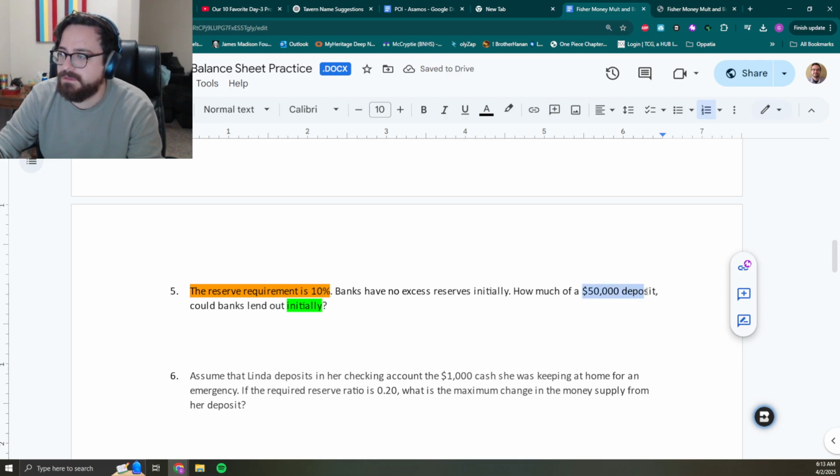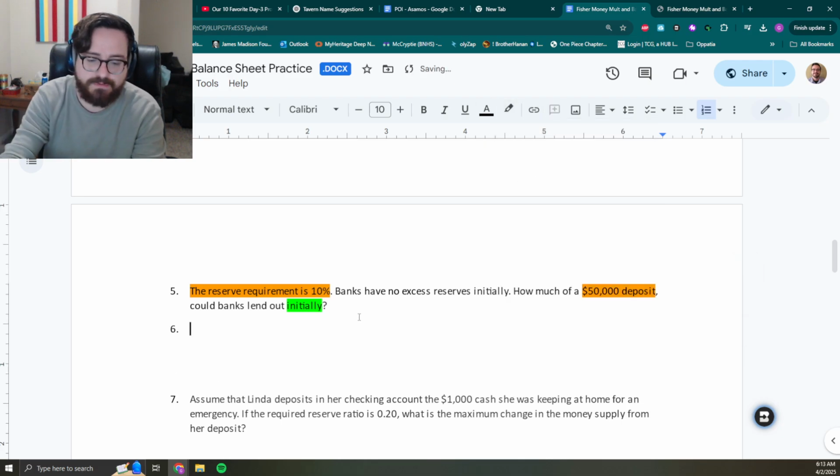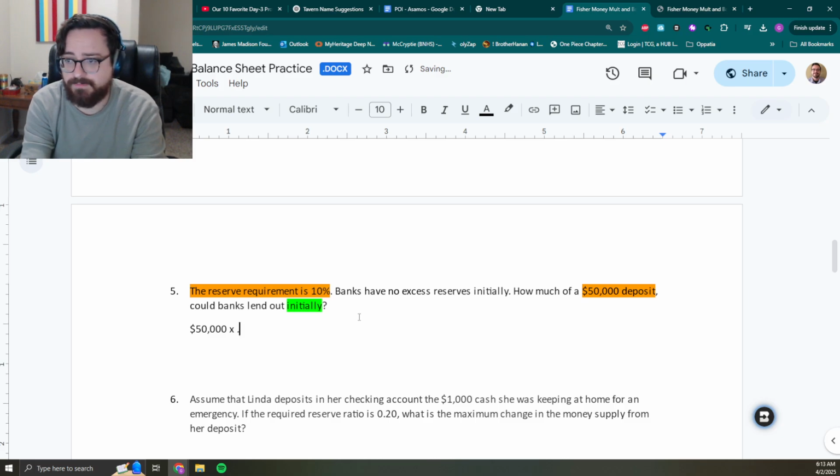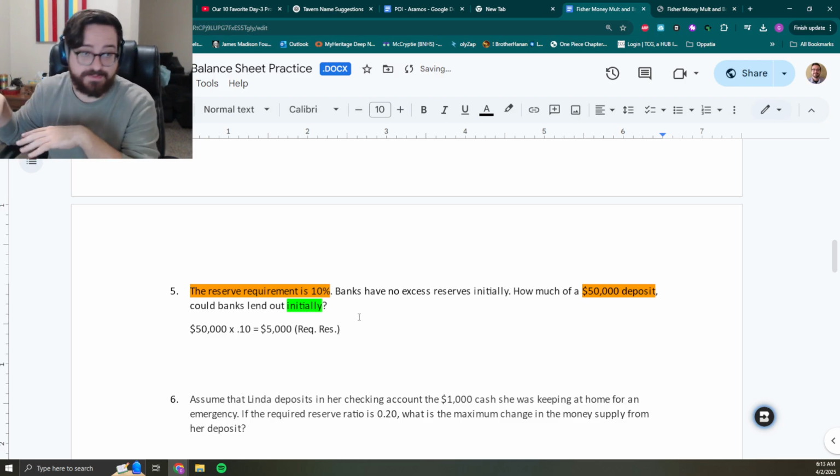Cool. We then have this $50,000 deposit, so I'm just in my head doing this little breakout. 50,000 times 0.10 would get me the required reserves, which is 5,000. So that's my required reserves, meaning the money the bank can't loan out. Remember, they have to hold on to 10% of that.